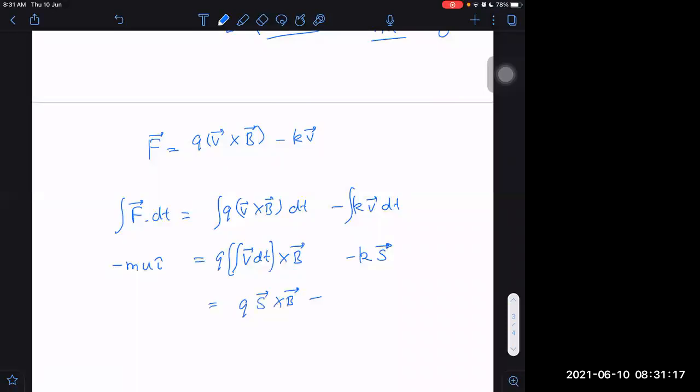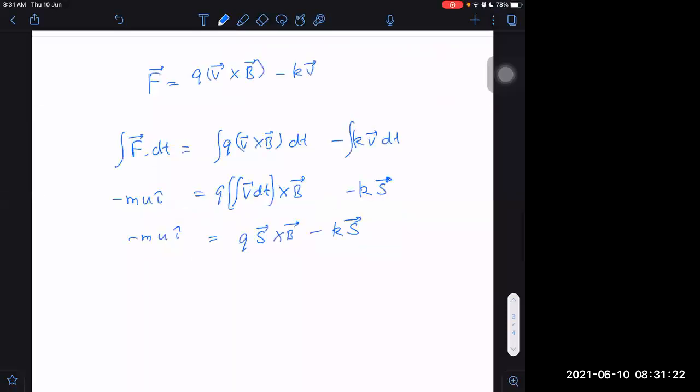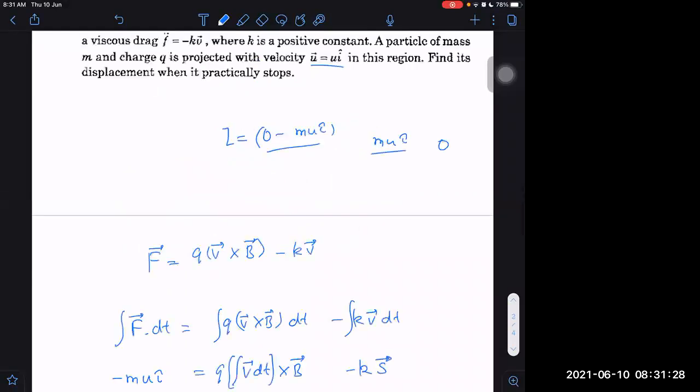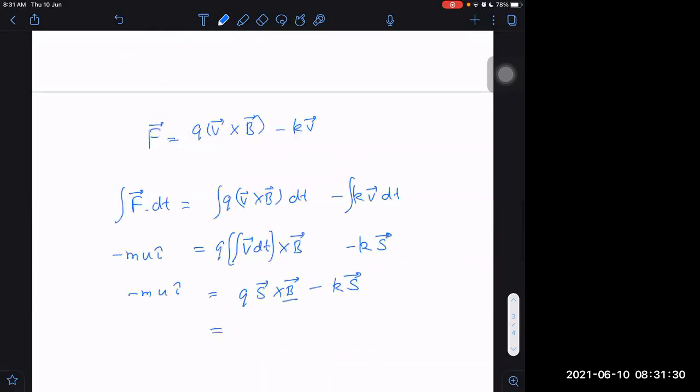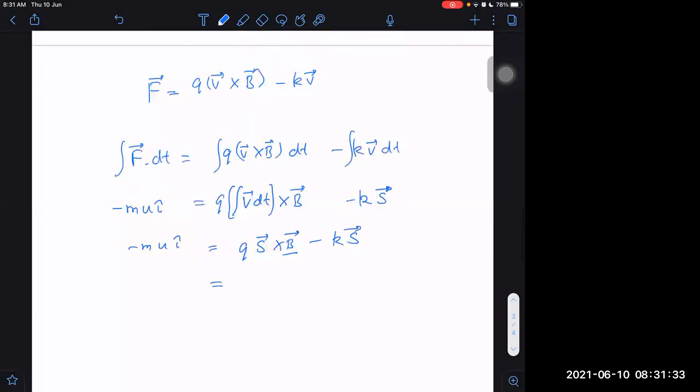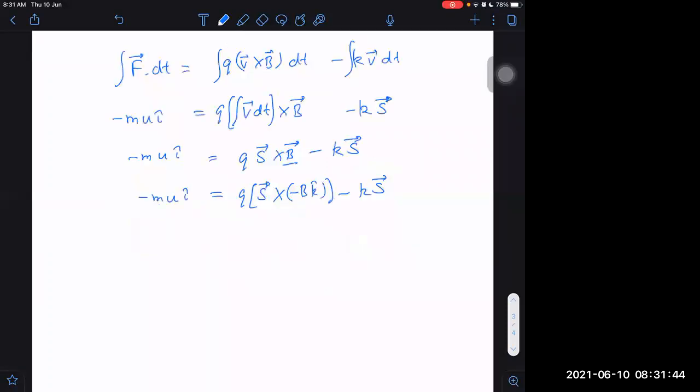So what does it become? q s cross B minus k s is equal to minus of m into u into i cap. What is B? B is given as minus B k cap. So minus B k cap cross q s here, minus k into s, and that is equal to minus m into u into i. What is it then? We are getting S. I think we can get it now or not. Let me check once.